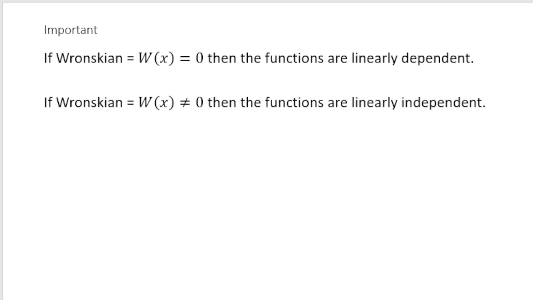Once you have calculated the Wronskian, it is very important to note that if the Wronskian is equal to 0 on an interval, then the functions are said to be linearly dependent. If you are a 0, you are dependent. If you have watched my linear algebra video, you must have come across this: if the vectors are linearly dependent, then their determinant becomes 0. If the Wronskian is not equal to 0, then the functions are linearly independent. If you are not 0, you are a hero, meaning you are independent. If you are a 0, you will be dependent on others.